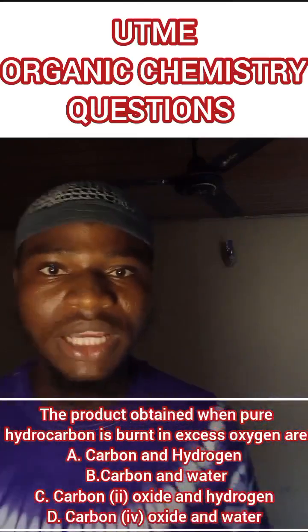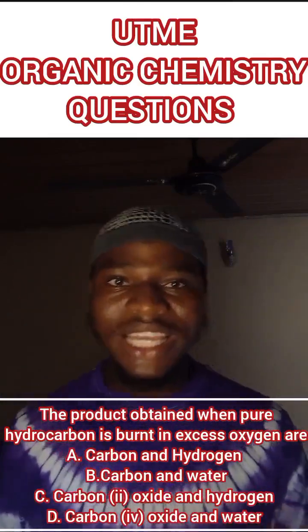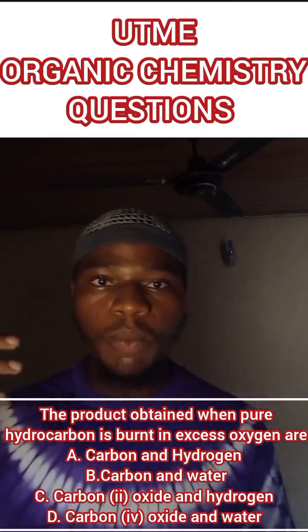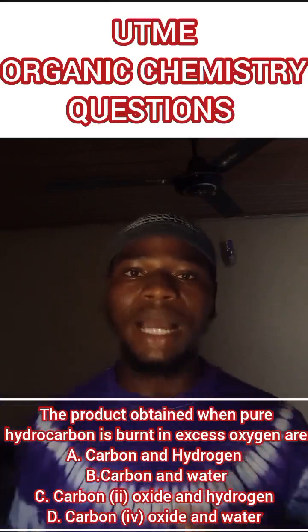Question 2. The product obtained when pure hydrocarbon is burnt in excess oxygen are what? A. Carbon and hydrogen. B. Carbon and water. C. Carbon 2 oxide and hydrogen. D. Carbon 4 oxide and water.